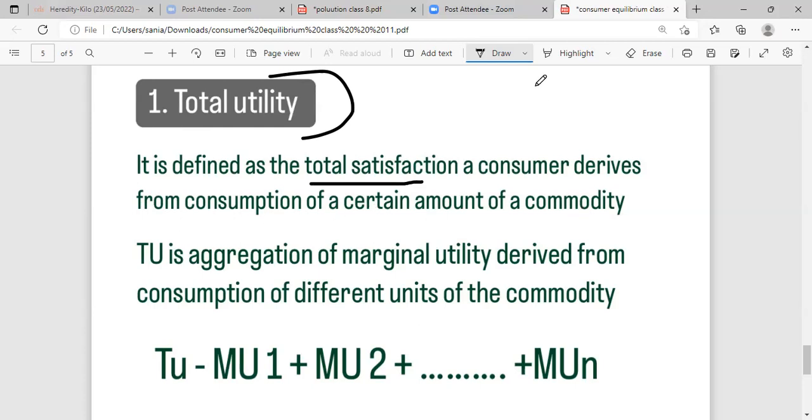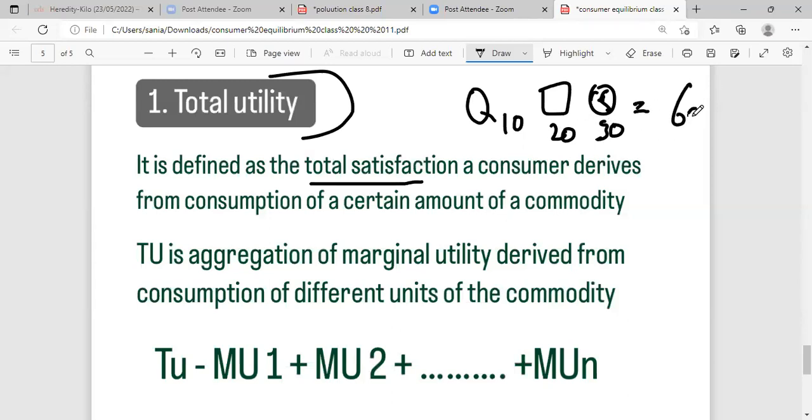For example, I ate chocolate that gave me 10, and I ate fruity, maybe juice, that gave me 20 satisfaction. I then ate pizza, that gave me 30 satisfaction. So in total, what is my utility? 30 plus 20, 50, 60. My total utility is 60, right? So this is the definition.